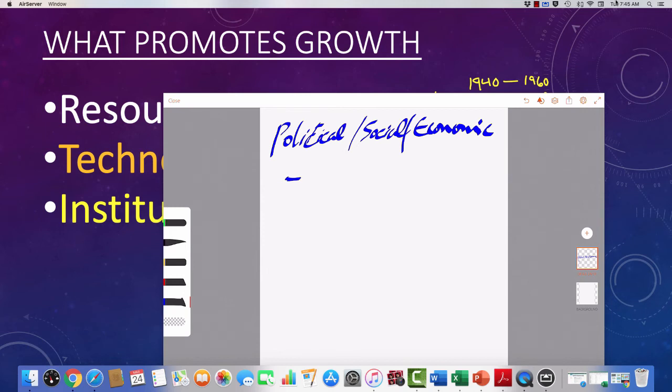So let me give you a few primarily economic institutions. Well, let's start with something non-economic to begin with. When we're talking about institutions, we might be talking about something like democracy.